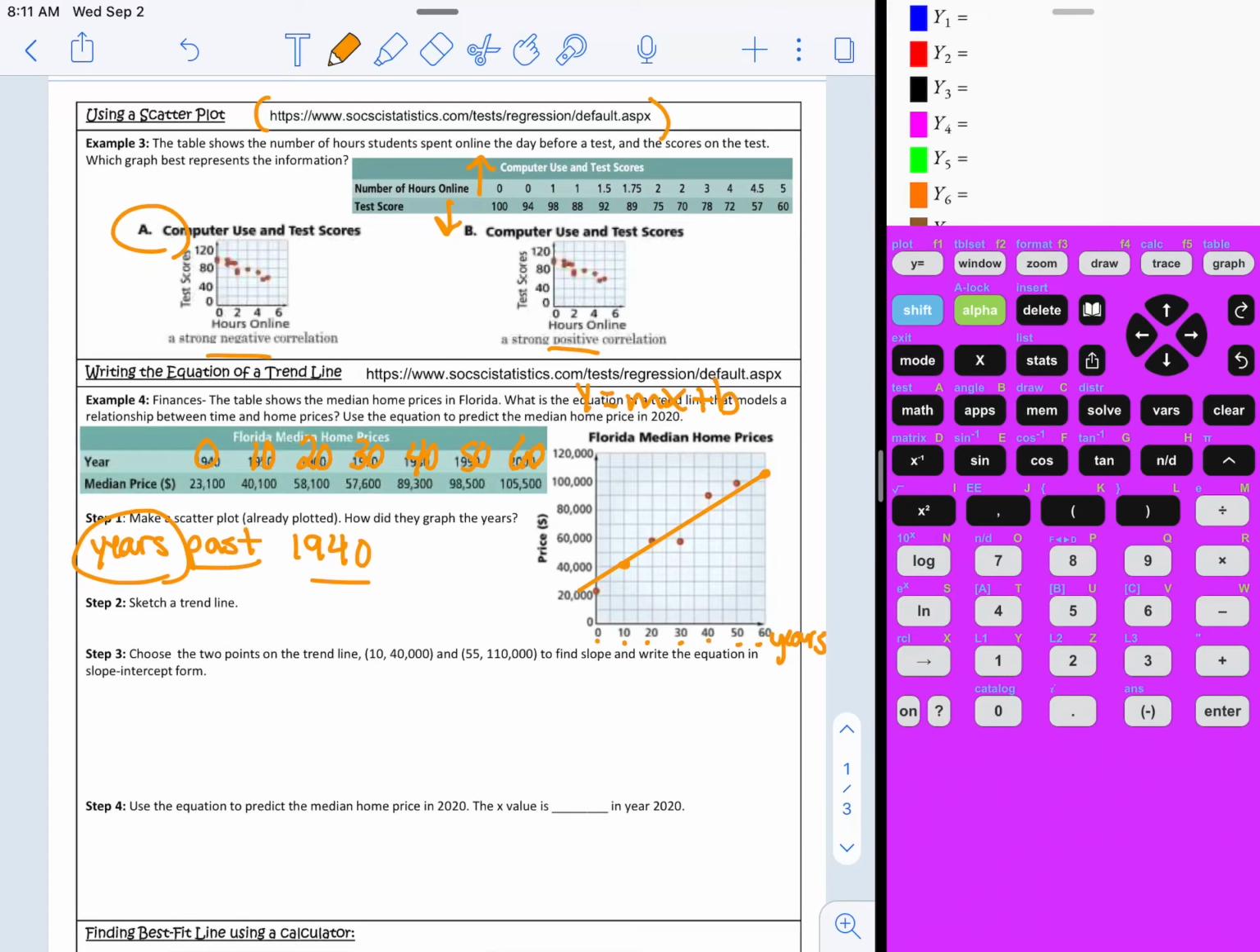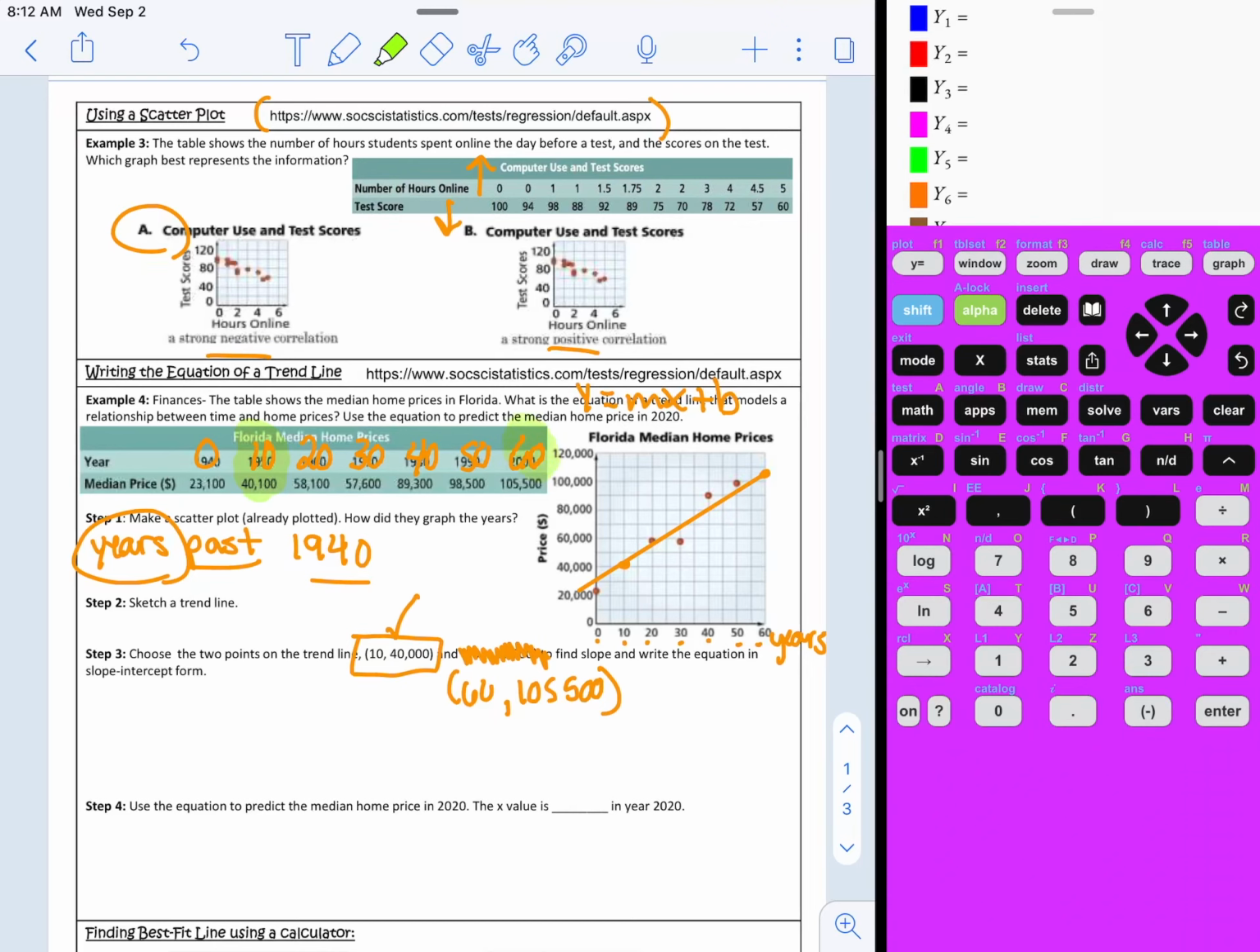And conveniently, those are the 2 dots. All right, choose 2 points. So we can choose whatever points we want. Did I pick point 10 and 40,000? Yes, I did. Did I pick this point? I didn't. Let's pick the point that I actually picked. I picked 60 and 105,500. And that came from, I'm going to highlight it so you know where it came from. That came from here.